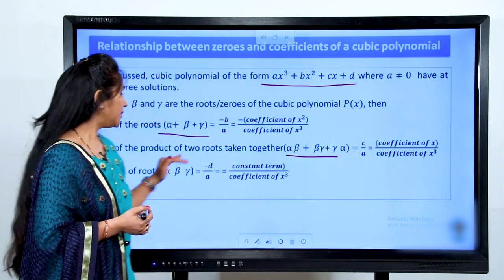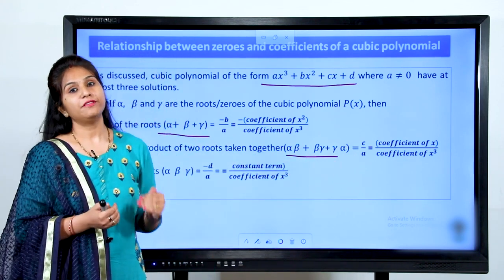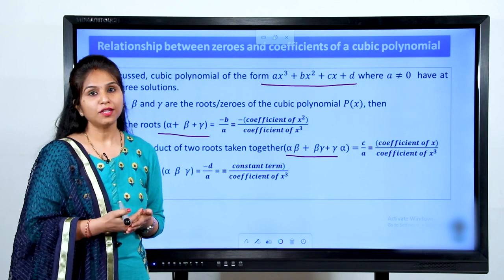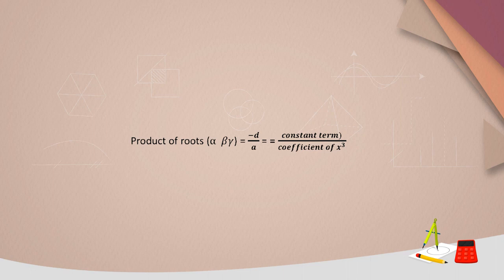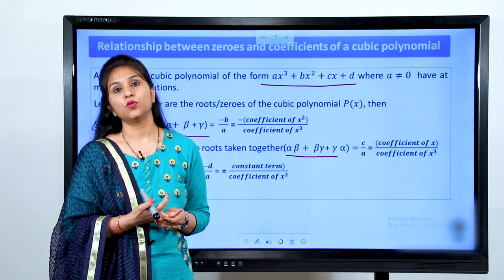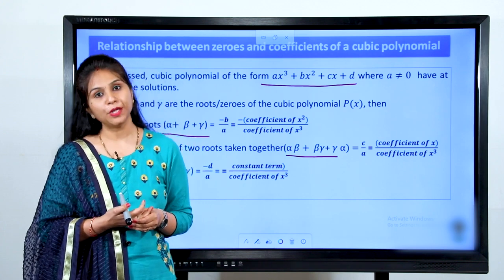Now in the third case, when we take alpha, beta and gamma, meaning the product of the three roots, then that is equal to minus d upon a. Now what is d here? d is the constant term. So this is equal to minus the constant term upon the coefficient of x cube. So children, this is the relationship between the coefficients and the zeros of a cubic polynomial.